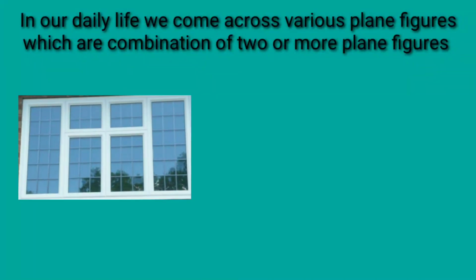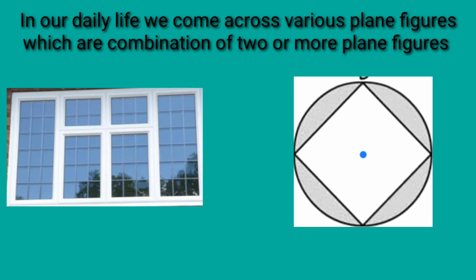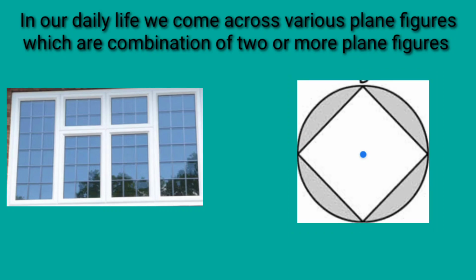For example, window design. Look at this window design. It is a combination of rectangles and squares. Individually, you can find the area of a rectangle as well as a square. But here, the design is a combination of rectangles and squares. Look at another design. It is a combination of a circle and a rhombus or a square, whatever you may think. Now, we are going to study how to find areas of such combined figures.